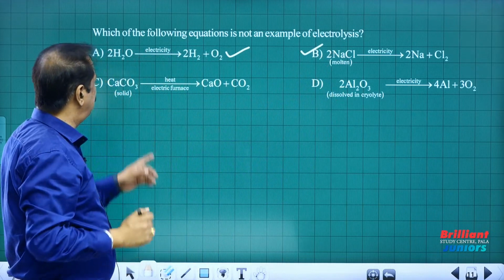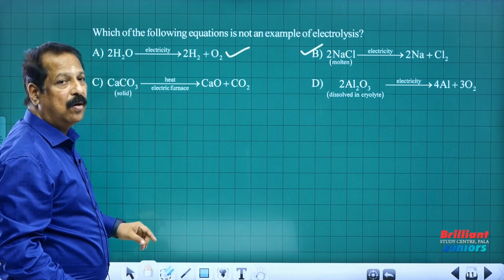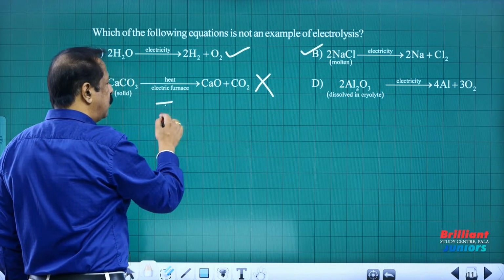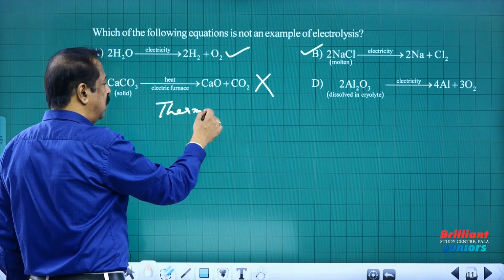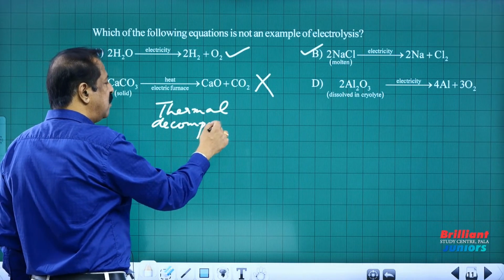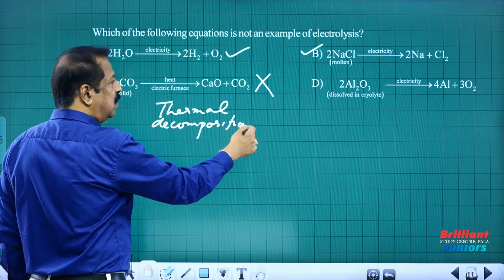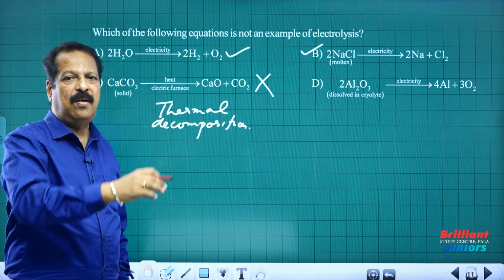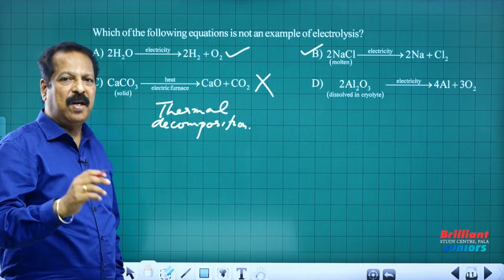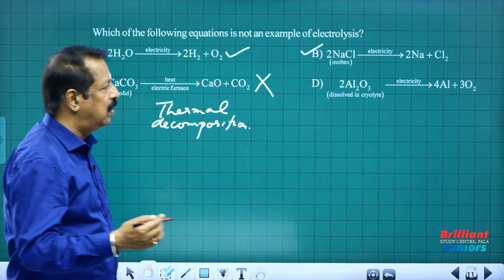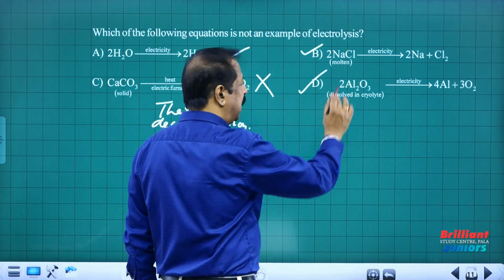We will see the next one, CaCO3 solid on heating in a furnace. So this is not electrolysis. This is called thermal decomposition. And Al2O3 is called alumina. It is dissolved in molten cryolite, and on passing current, aluminum will discharge at cathode and oxygen will discharge at anode. And that is also an example of electrolysis.